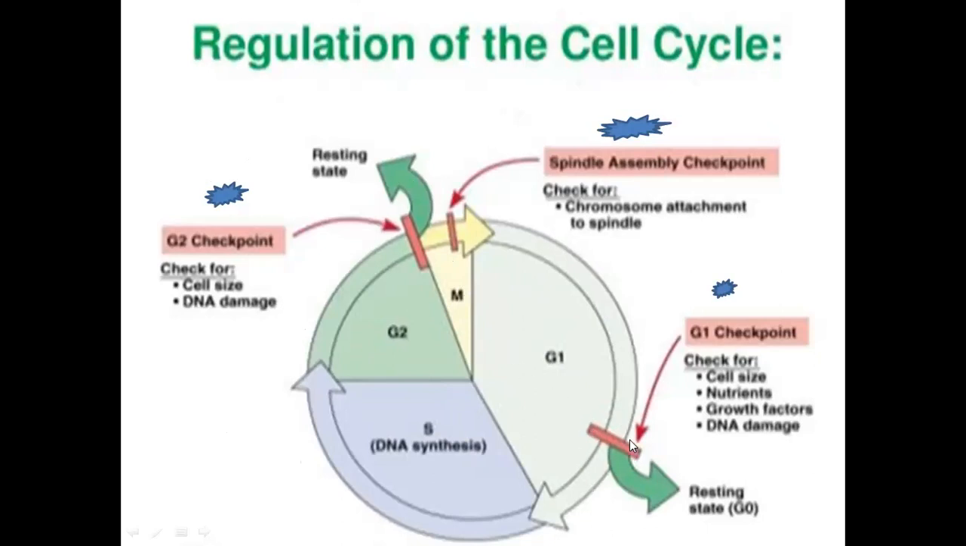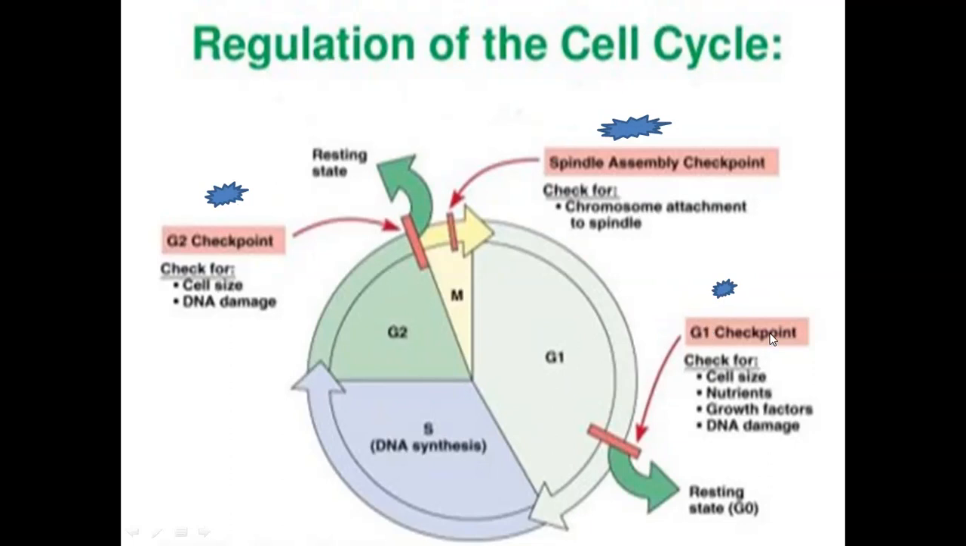There is a checkpoint in the G1 phase, which is a very important phase where the cell commits to cell division. That is known as the G1 checkpoint, and there is a G2 checkpoint, and there is a checkpoint in the M phase. These three checkpoints act as molecular gates to allow or stop the cell from proceeding further through cell division. We shall discuss these checkpoints and the molecules that are responsible for controlling the cell division.